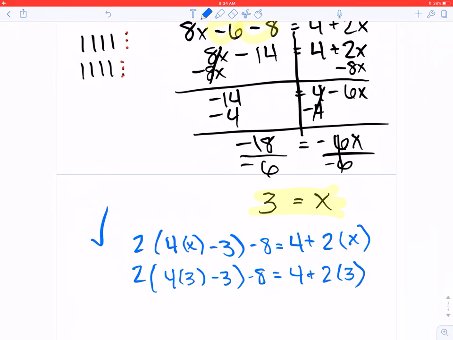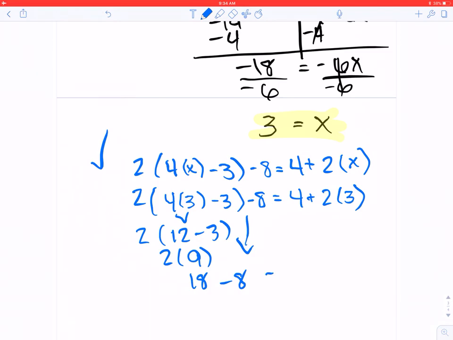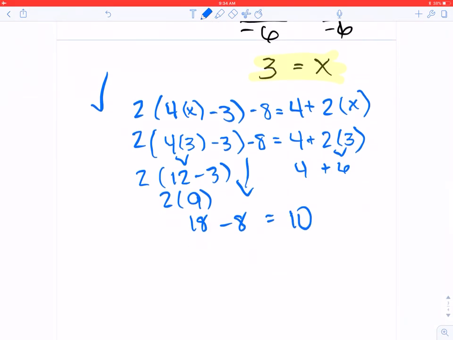Okay, order of operations says I have to do parentheses first, and I have to multiply first. So 4 times 3 is 12, minus 3. 9 times 2 is 18. Bring down my minus 8. On this side, I can multiply first. 6 plus 4 is 10. 18 minus 8 is 10. And my right side combined to 10. 10 equals 10. That's balanced. So x equals 3 is my correct answer.